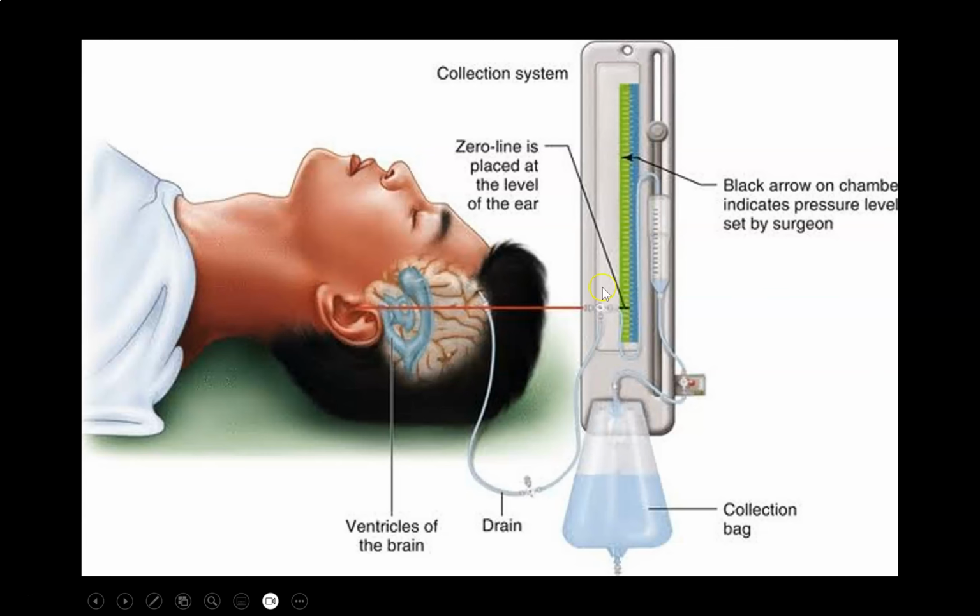But you can put it at the level of the tragus, then you elevate your container distance from the 0 point, whether you want 10, 12, 15 centimeter water or millimeter mercury.